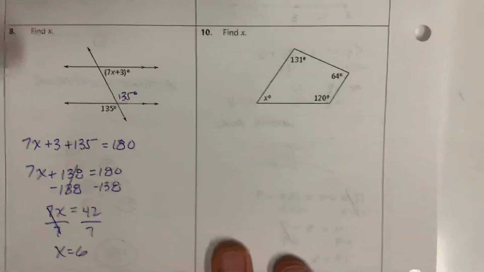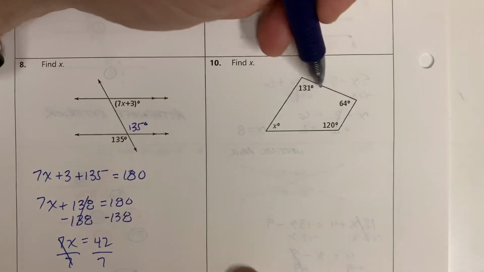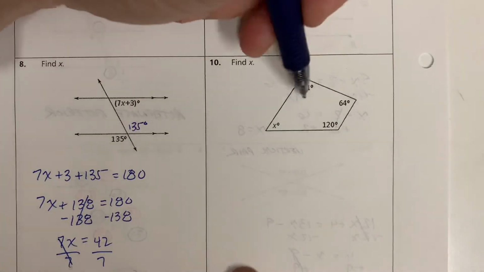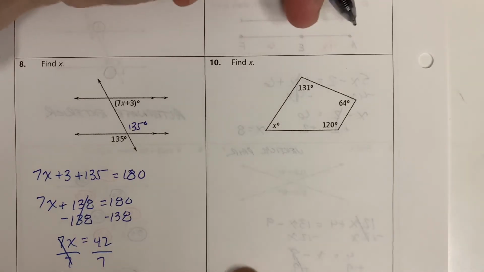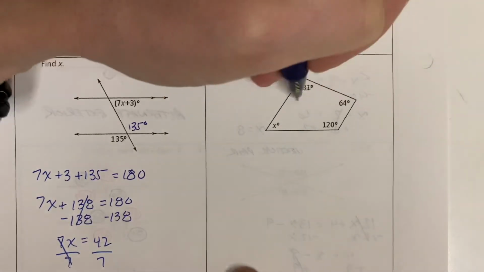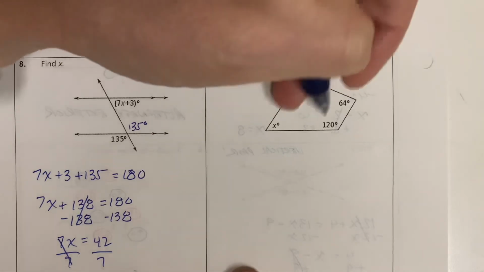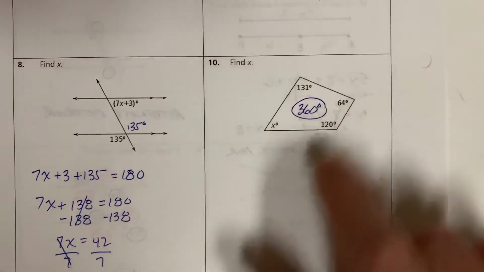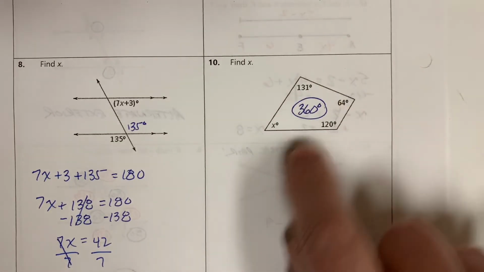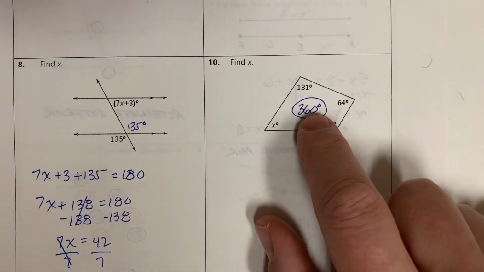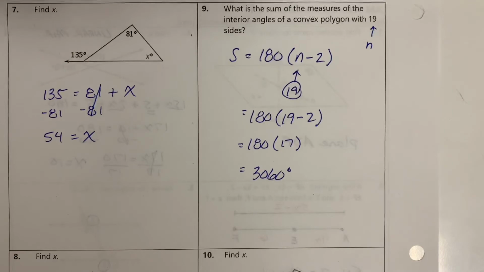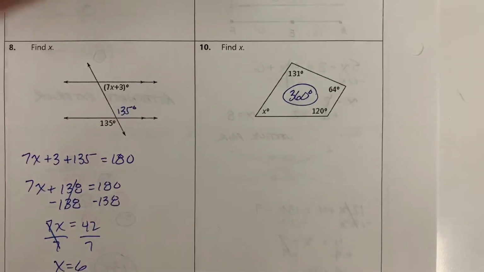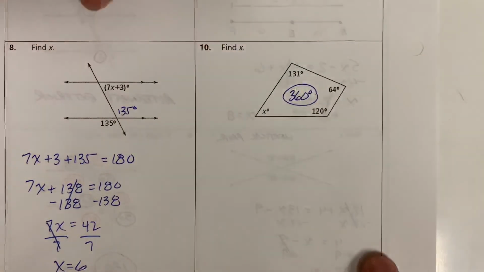And number 10, you have a 1, 2, 3, 4 quadrilateral because it's got 4 sides. We know already from class that the sum of the measures of the angles of a quadrilateral is 360. So I want all of these angles to be equal to 360. And if you didn't know that that was 360, you could just use this formula up here. Again, just plug a 4 in for n, and you're going to get 360. So now I'm going to go around the figure, and I'm going to add them all together.